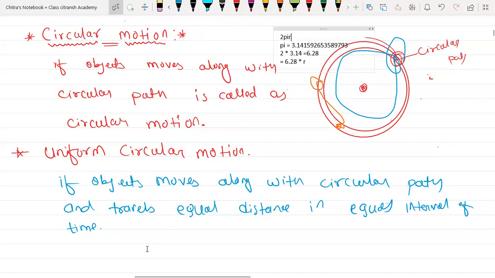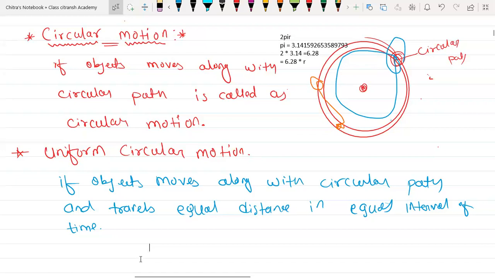But here the initial and final points may be the same, so the displacement may be zero. Understood? Yes, sir. Any doubt here in circular motion? No, sir.